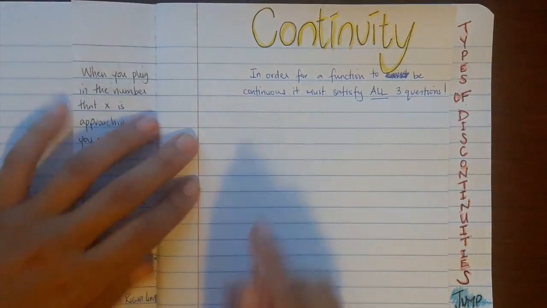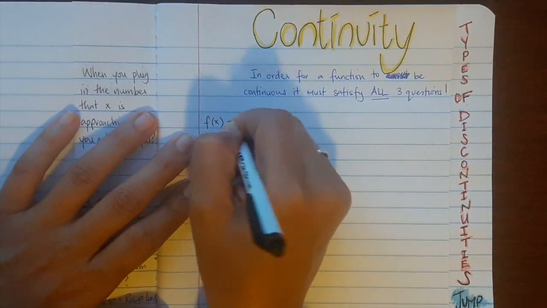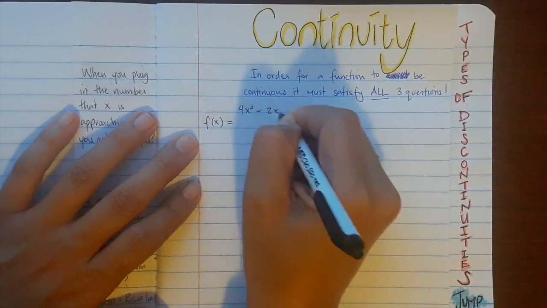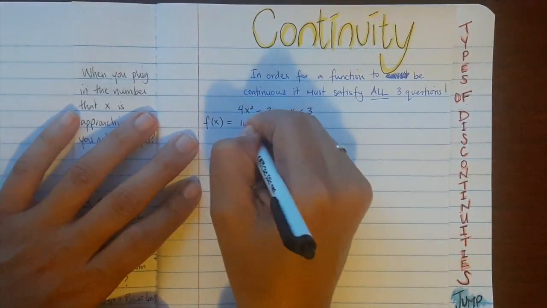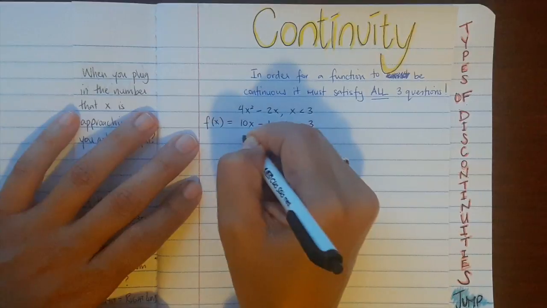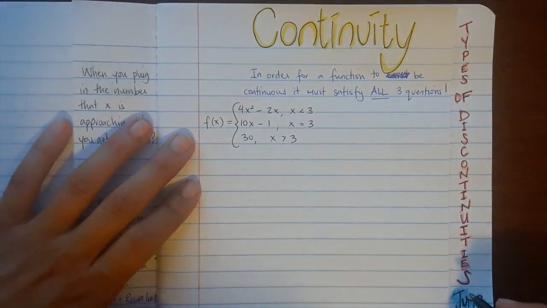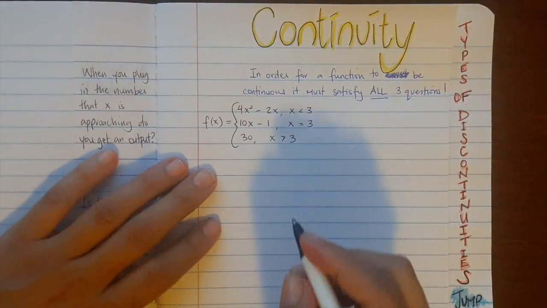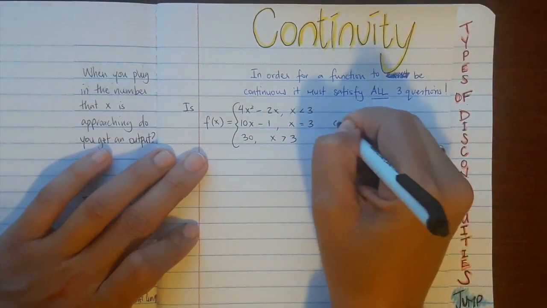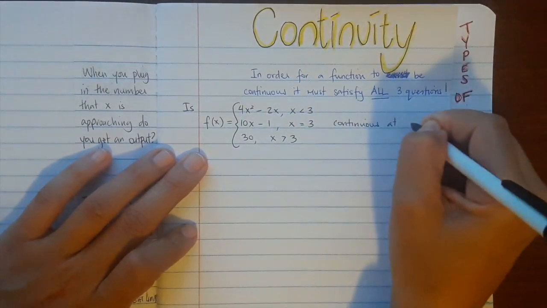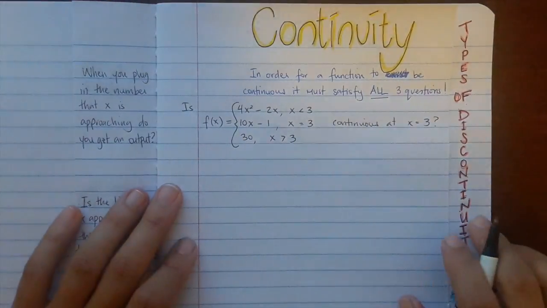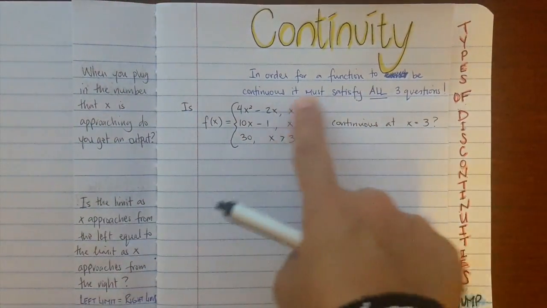So let's take a look at some examples. If f of x is 4x squared minus 2x when x is less than 3, and 10x minus 1 when x is equal to 3, and 30 when x is greater than 3, is this function continuous at x equals 3? Again, remember, it must satisfy all 3 conditions. Let's take a look at each condition one at a time.